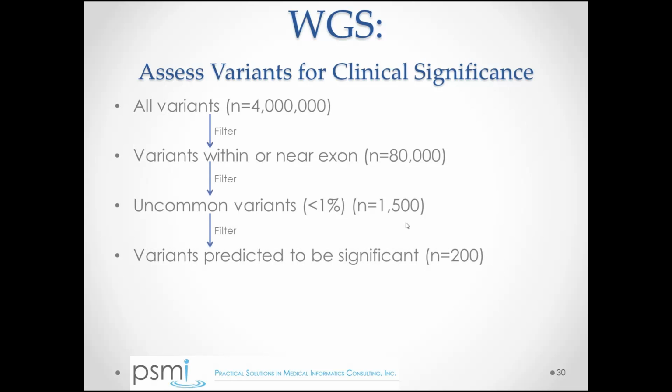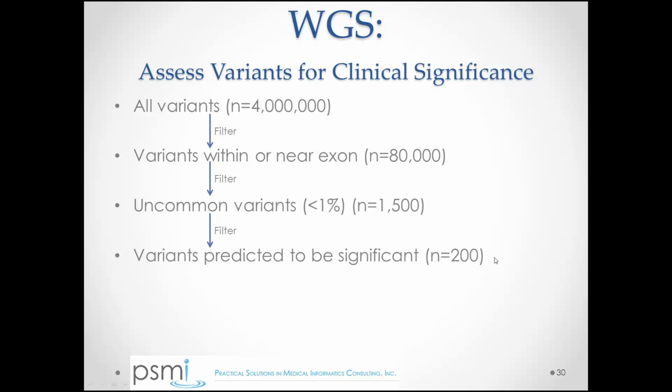We can further filter that list to variants predicted to be significant. And in this case, what we're doing is we're tossing out all the variants other than missense mutations, mutations that change the amino acid sequence. We're going to keep nonsense mutations, ones that introduce a stop codon. We're going to keep frameshift mutations, and we're going to keep mutations of a known splice site. Okay, so missense, nonsense, frameshift, and splice site mutations we're going to keep.